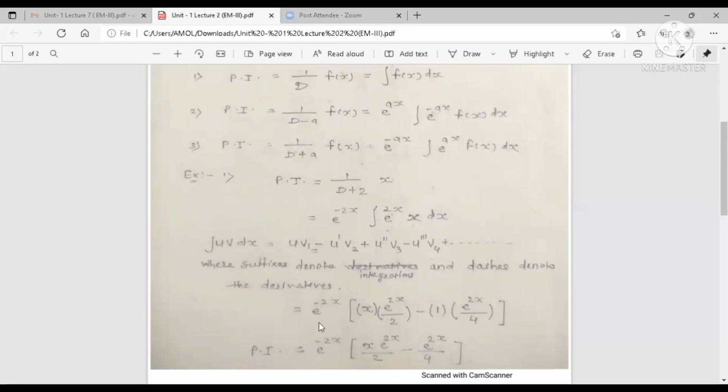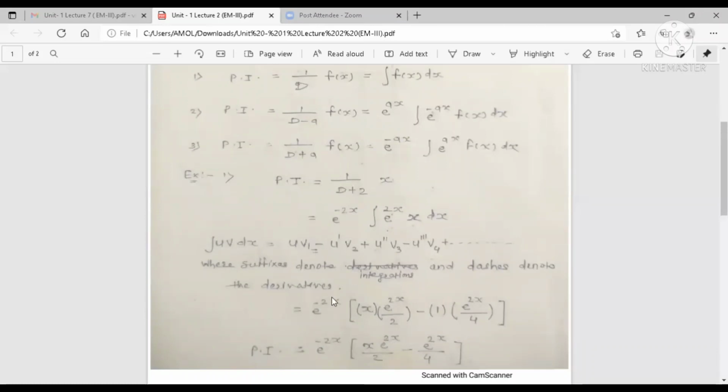This e to the power minus 2x stays as it is. Now, what is u and what is v here? Choose u as the function whose derivative vanishes earlier as compared to the other function. Here the derivative of x vanishes earlier as compared to the derivative of e to the power 2x. So choose x as u and choose e to the power 2x as v, and use this formula for integration of u v dx.